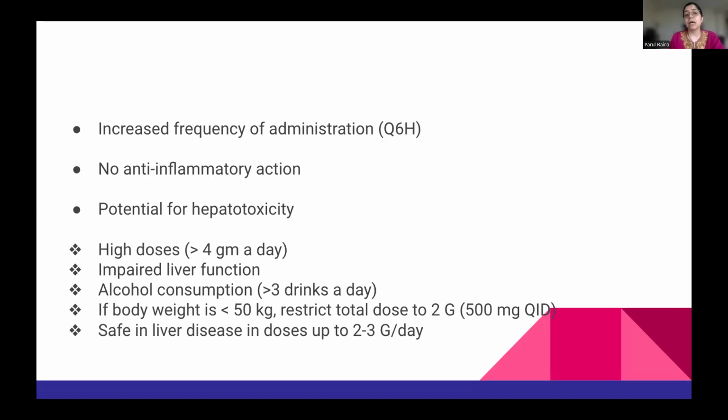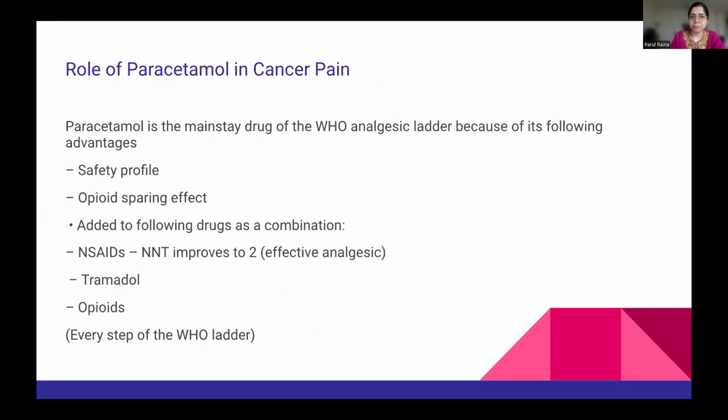The problem with paracetamol is that it has the potential for hepatotoxicity. In high doses it can, and with impaired liver function, or if the patient is a chronic alcoholic, it can lead to hepatotoxicity. In those cases, we can give the patient paracetamol up to 2 to 3 grams per day only, not more than that.